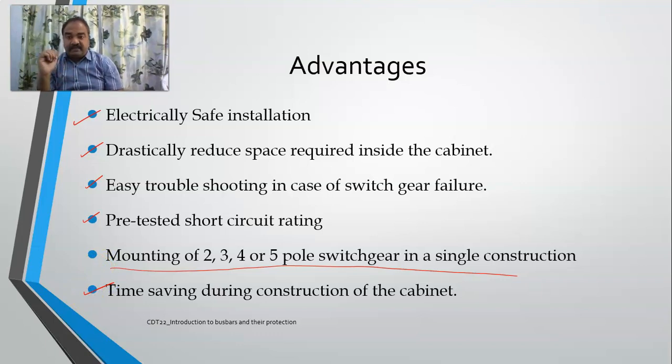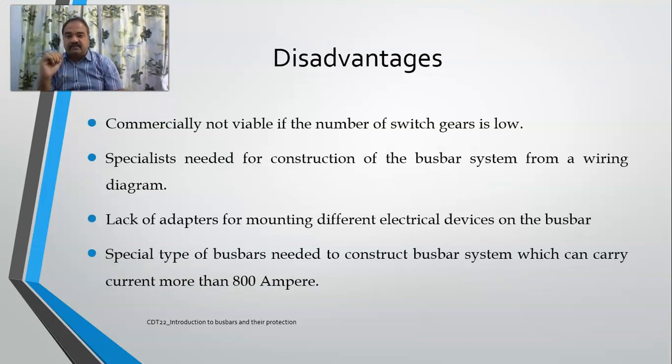Now, are there any limitations? Yes, there are some disadvantages. It is commercially not viable if the number of switchgears is low; then you don't need to bother about busbars. You can go with the traditional wiring systems. A thick copper bar is very costly. That's why most people use aluminum, but it is still costly when compared to a traditional wiring system if the number of switchgears is low.